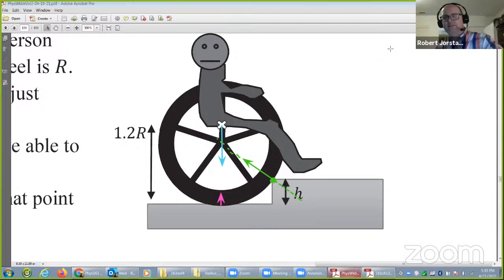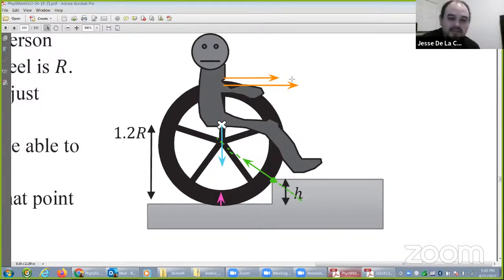I tell you what, before we do that, which way is the person pushing on the wheel? Pushing forward, yes. Now, you could argue there's two of those, right? One for each hand. I'm just drawing it like that. And these arrows are not to scale. Sorry about that. They're all different sizes.